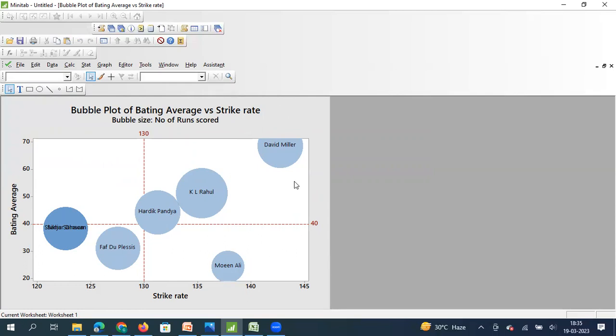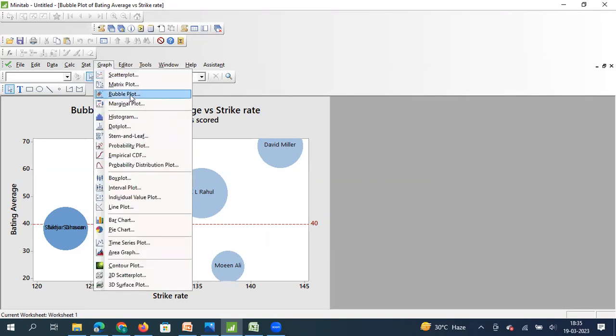Okay. Can I see all these people as having the same potential? Because if you see Moin Ali here, his batting average is not 40. His batting average is less, but his strike rate is good. But is he a one-dimensional player? No. In this group of 7 people, there are people with different kinds of roles in the team. Some of them are pure play batsmen, some are all-rounders, some are wicket-keeper batsmen. So if I want to understand the role they play, I can go for the next type of bubble plot. And that one is, so graph, bubble plot.